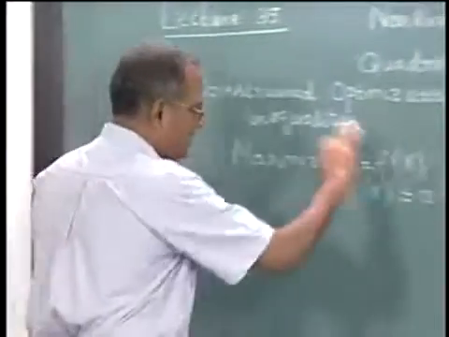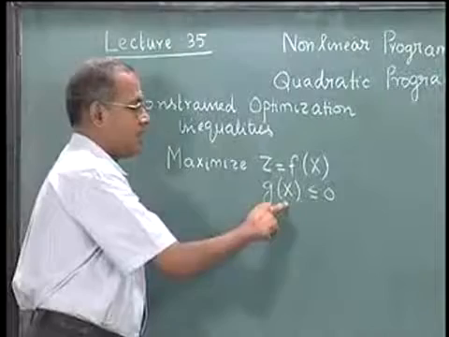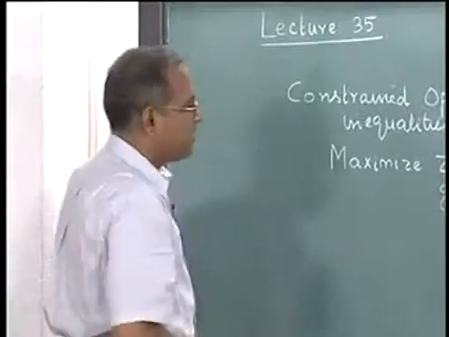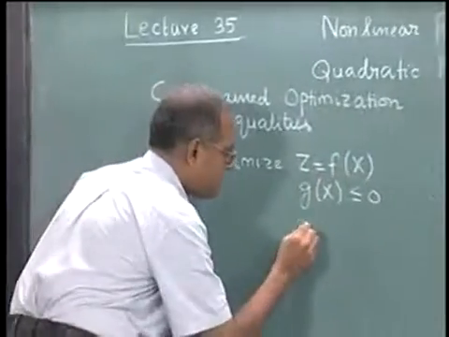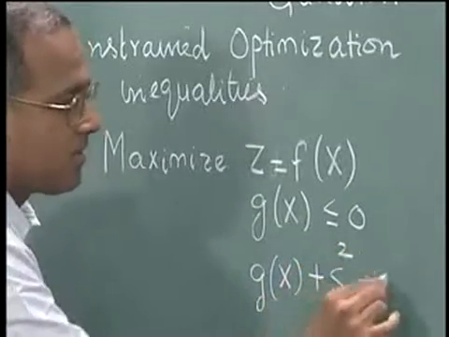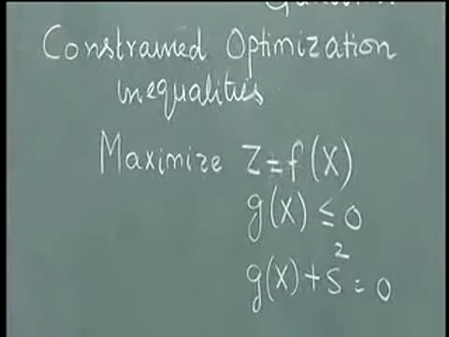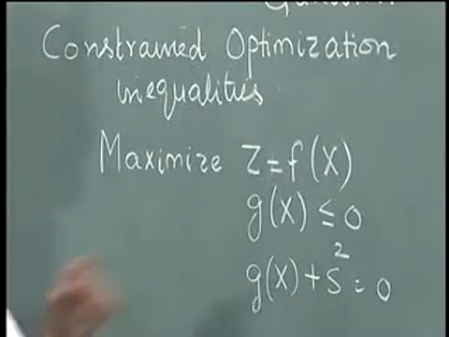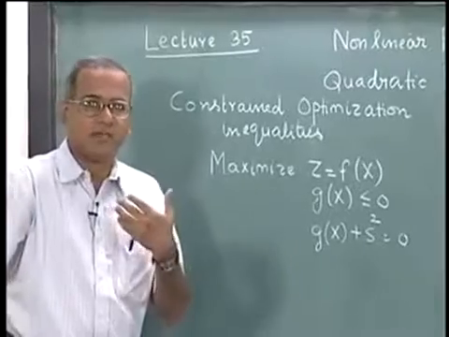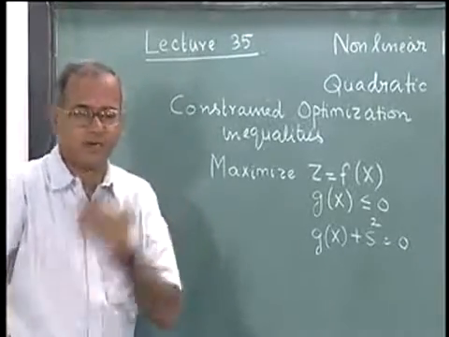Now the guiding principle is first to convert this inequality into an equation, then use the method of Lagrangian multipliers and take it into the objective function. So this inequality is written as an equation by using g of x plus s square equal to 0. The s square comes because we don't have an explicit restriction that the s should be greater than or equal to 0.